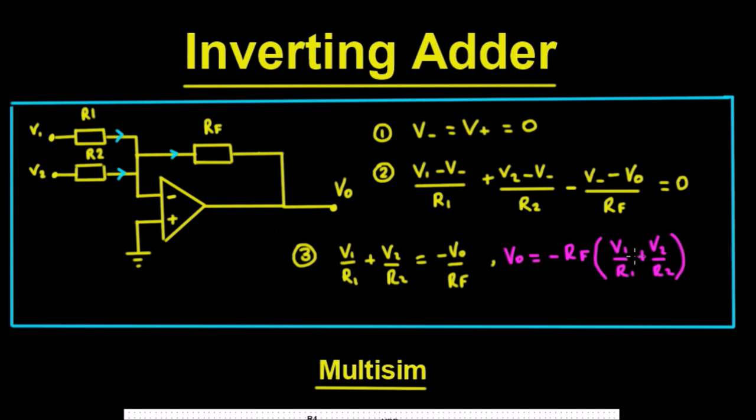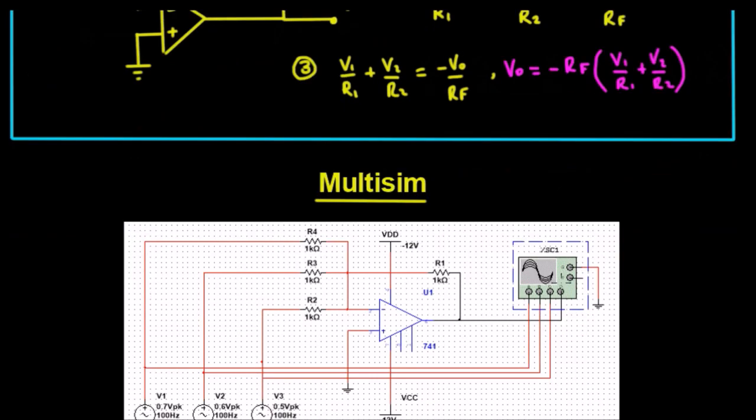Now you can notice then that if R1 equals R2, we can take that out and you just have minus RF upon our value of R. Okay, now in this instance I've done the design in Logisim, and you can see here then eventually that if these are equal, you can take that out and you just have V1 plus V2.